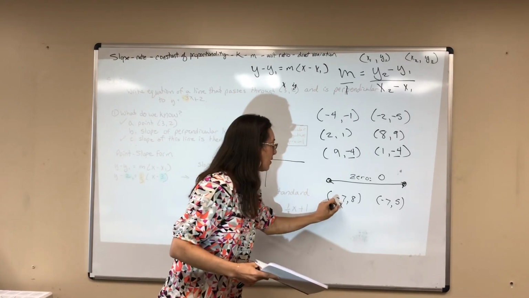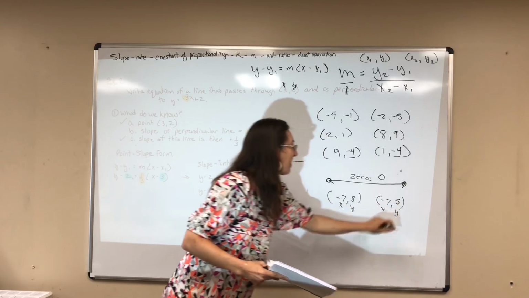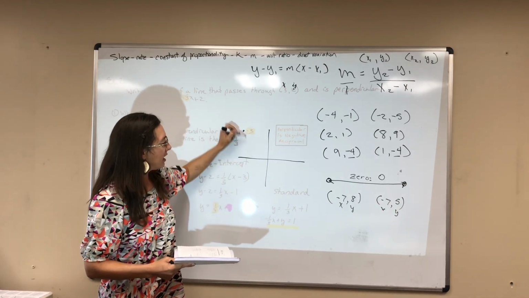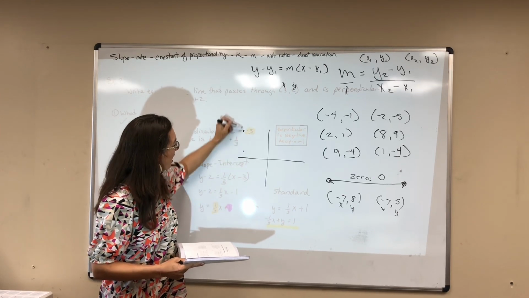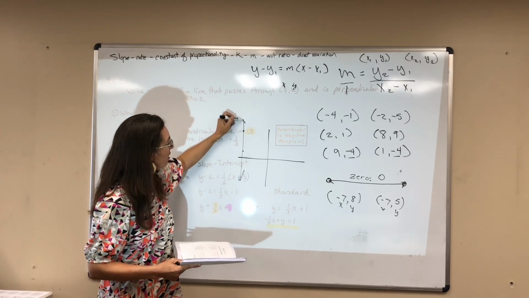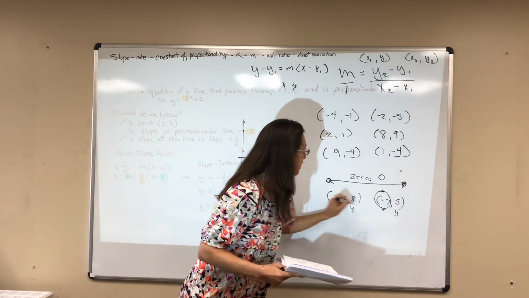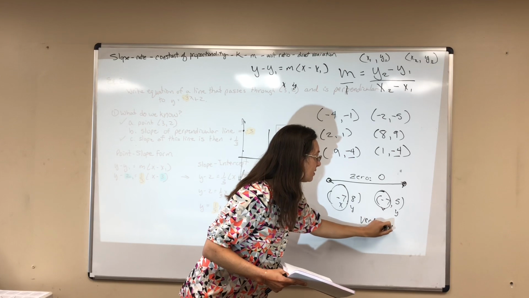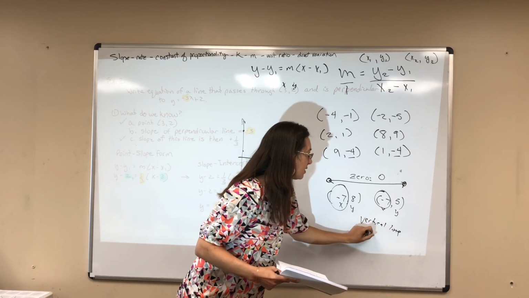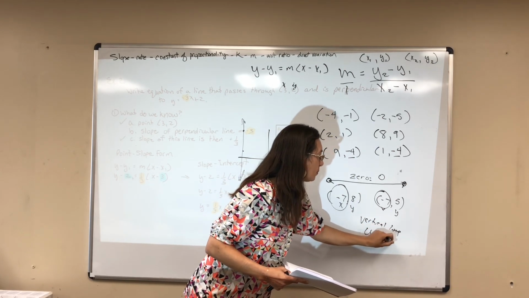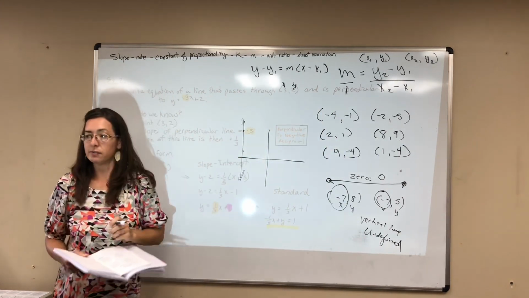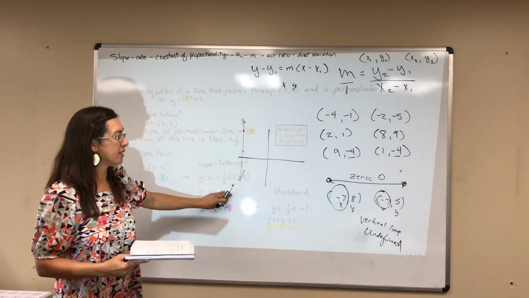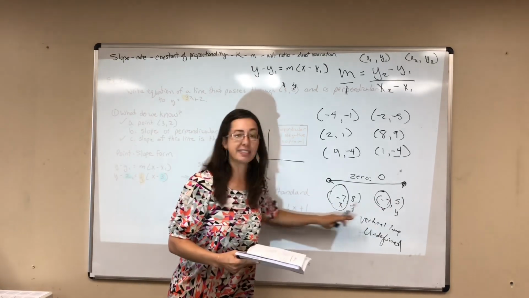Wouldn't it just be undefined? So for the same x value, it's always undefined? If x is -7 and y is 8, and x is -7 and y is 5, when my x values are the same, I have a vertical line, which means my slope is undefined. Vertical line, undefined, x values the same.